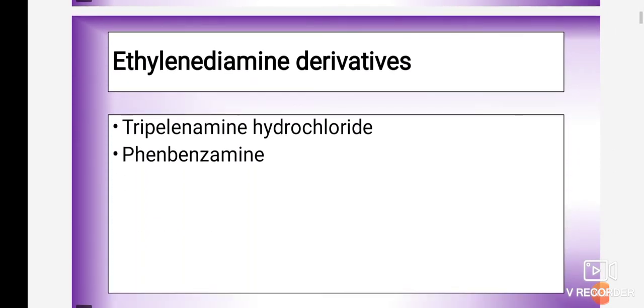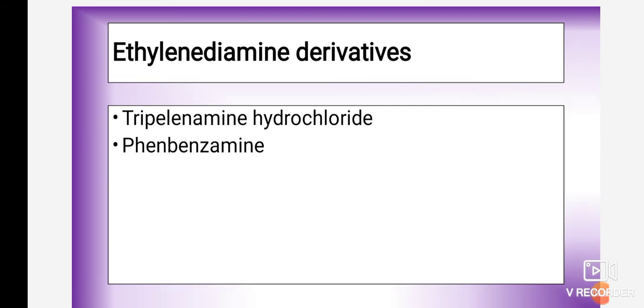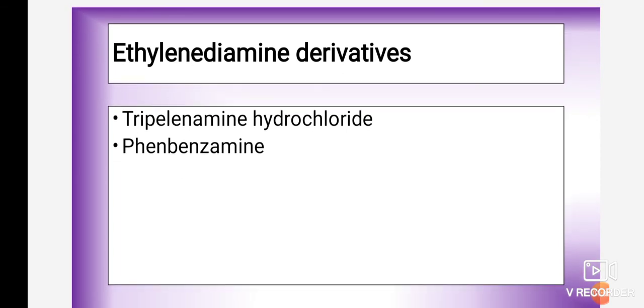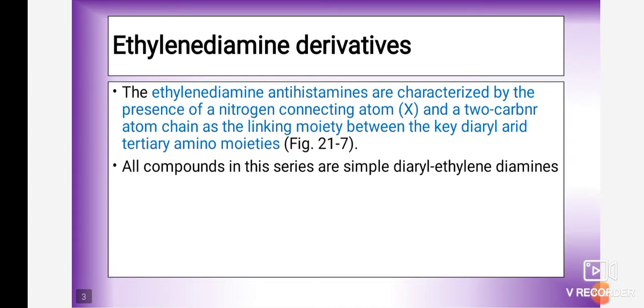Under the antihistamine chapter, an important class is the ethylene diamine derivatives. The two important drugs under this class are tripelennamine hydrochloride and phenbenzamine. From your syllabus point of view, these two drugs are important. So let's see the chemistry of the drug.